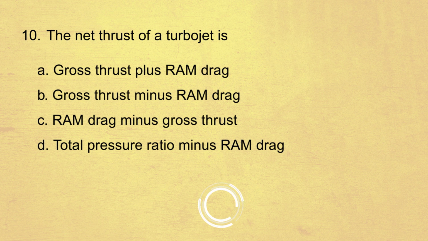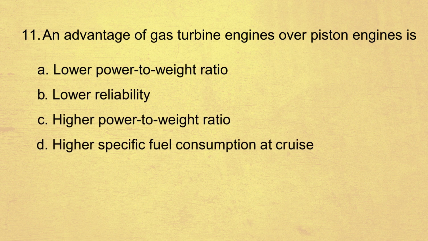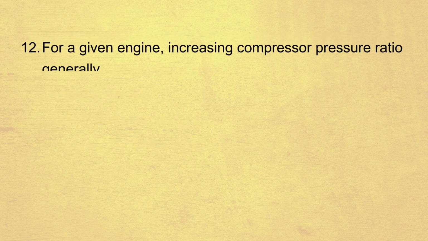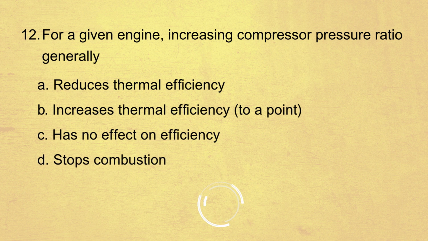The net thrust of a turbojet is gross thrust minus ram drag. An advantage of gas turbine engines over piston engines is a higher power to weight ratio. For a given engine, increasing compressor pressure ratio generally increases thermal efficiency, to a point.